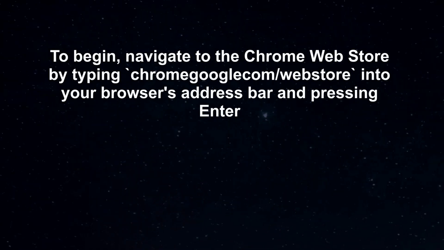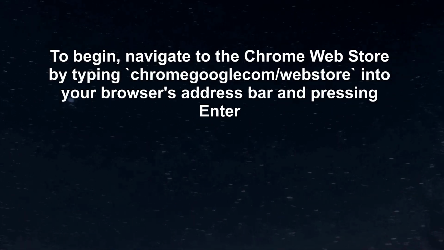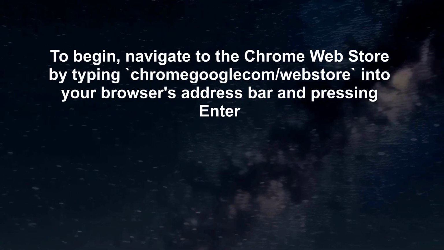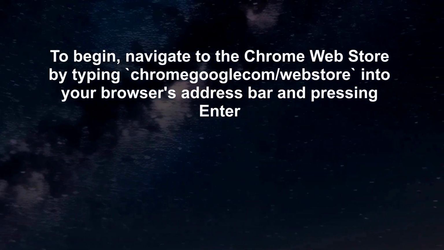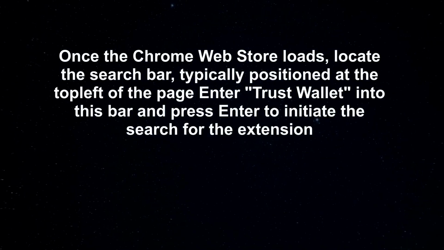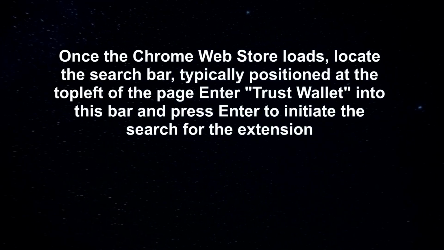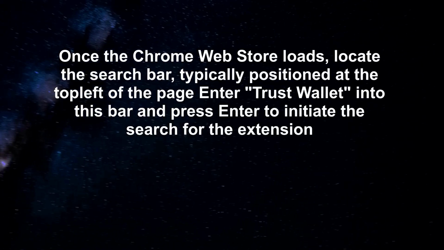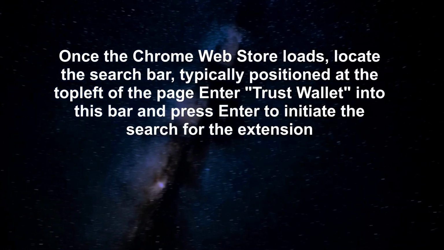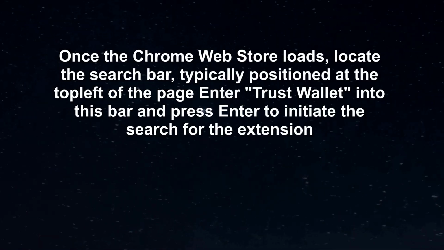To begin, navigate to the Chrome Web Store by typing chrome.com Web Store into your browser's address bar and pressing Enter. Once the Chrome Web Store loads, locate the search bar, typically positioned at the top left of the page. Enter Trust Wallet into this bar and press Enter to initiate the search for the extension.